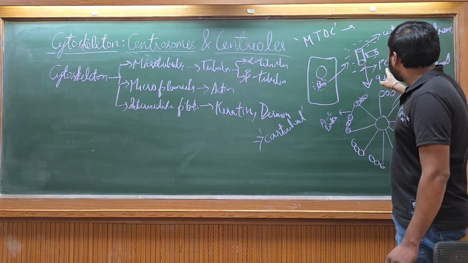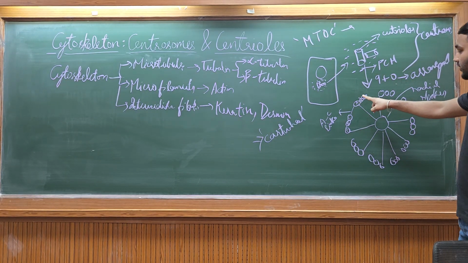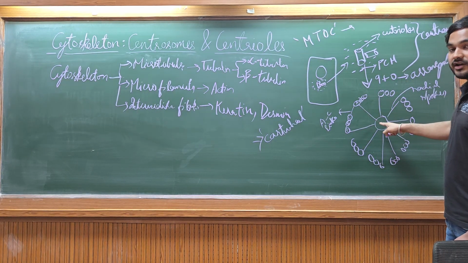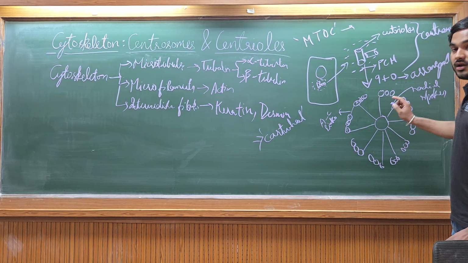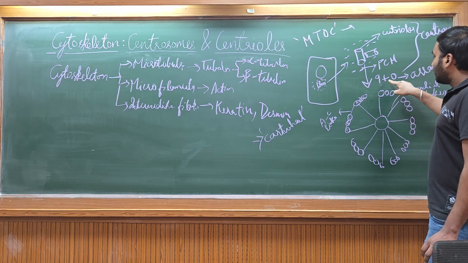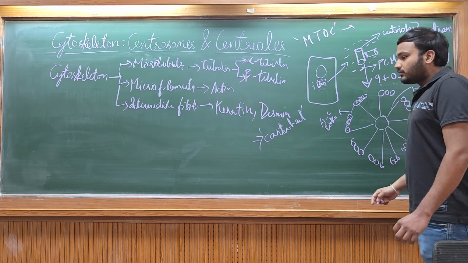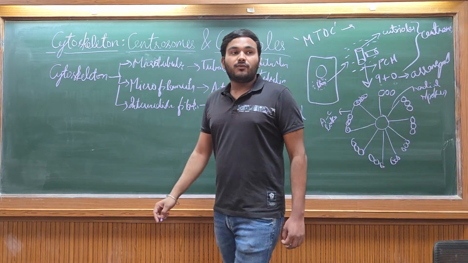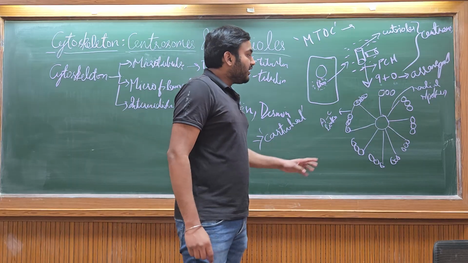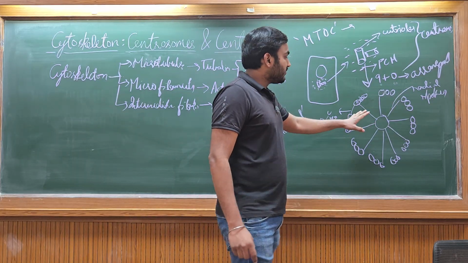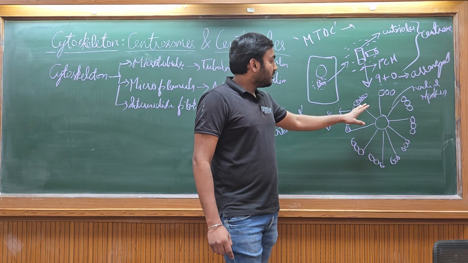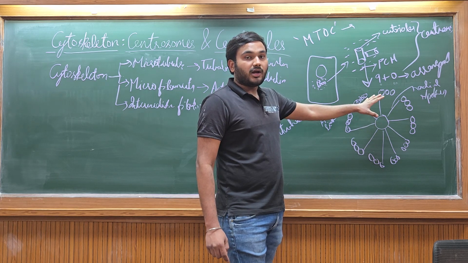And the arrangement is 9 plus 0 because 9 triplets are present at the periphery and in the center no microtubules are present. So it is called 9 plus 0. At the center no microtubules are present. When we see the formation of spindle fibers, they originate from these structures only, from the microtubules at the periphery.